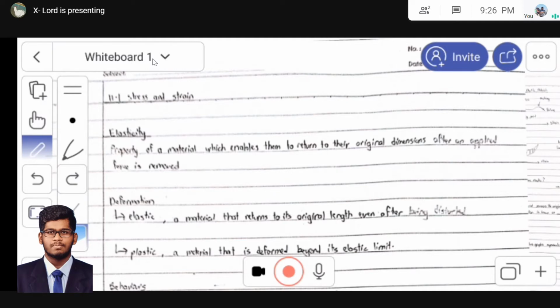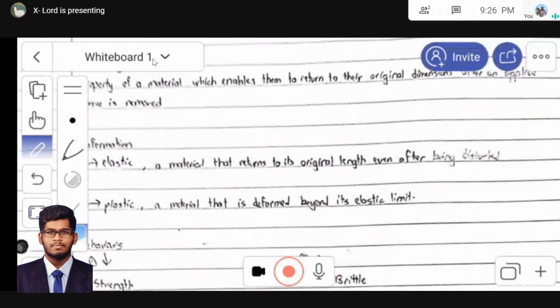Now, in elasticity, we have two types of deformation. One of them is elastic deformation, okay? This one. Elastic deformation is when a material returns to its original length even after being distorted. So this word here is distorted. We will see distorted later on, so keep this in mind, okay?